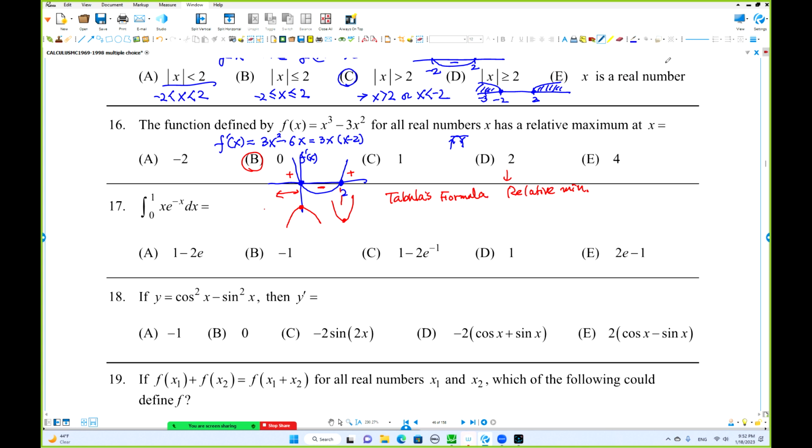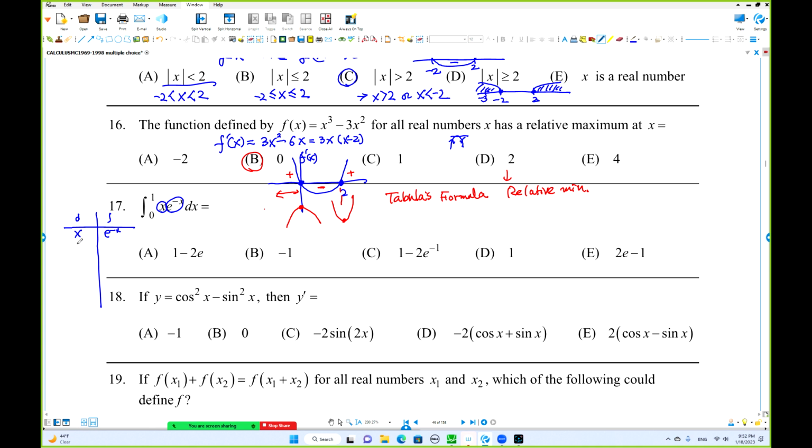I'm going to use the tabular formula here, okay? The tabular formula is for a polynomial times another function, which is very easy to find by antiderivative, right? So x is what, derivative. So the table is over here. x is the derivative column, e to the negative x is what, the integral column. This is derivative. This is integral.